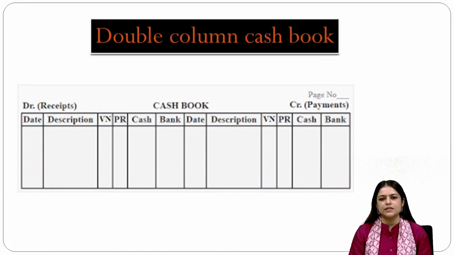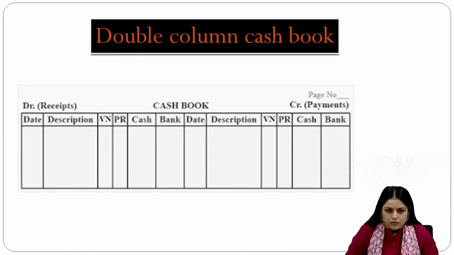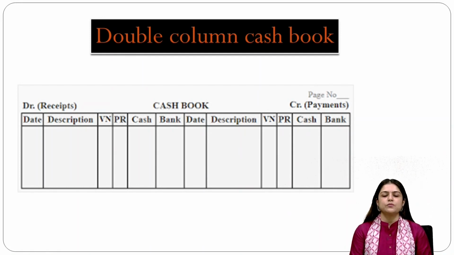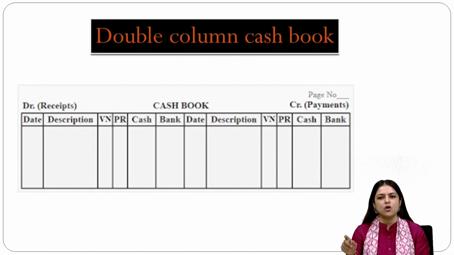So this is the format given for the double column cash book. In the double column cash book, again there is a format. On the debit side: date, description, voucher number, cash column, bank column. Then on the right side, again the same thing is given: date, description, cash column, bank column.